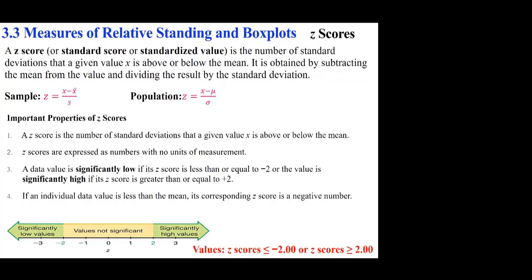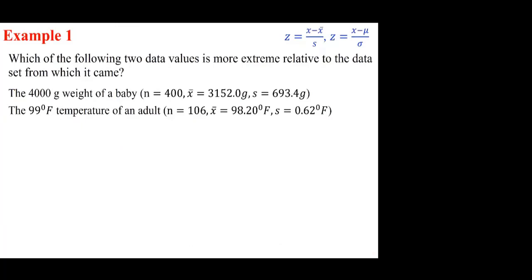Let's start with a very simple example. Which of the following two data values is more extreme relative to the data set from which it came? The 4,000-gram weight of a baby, n equals 400, x bar is equal to 3,152.0 grams, s equal to 693.4 grams. The 99-degree Fahrenheit temperature of an adult, n is equal to 106, x bar is equal to 98.20 degrees Fahrenheit, and s is equal to 0.62 degrees Fahrenheit.